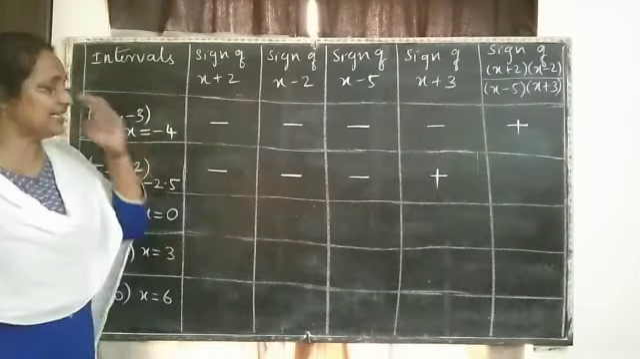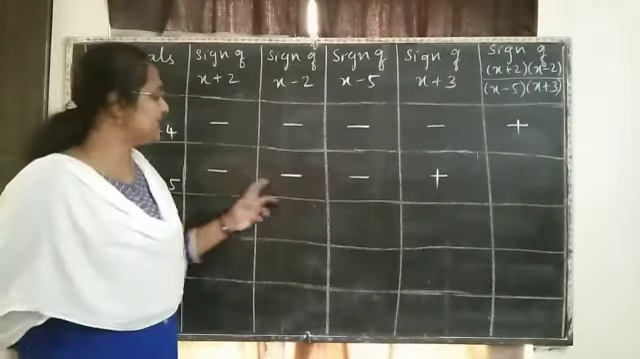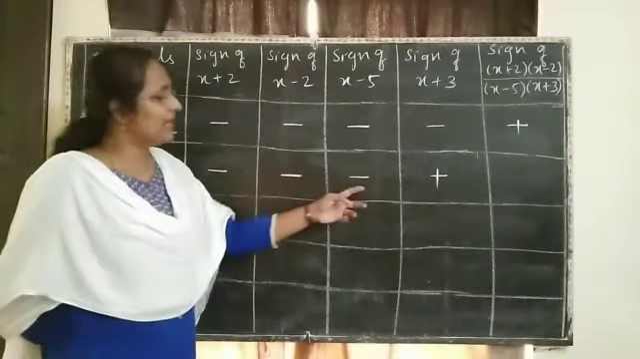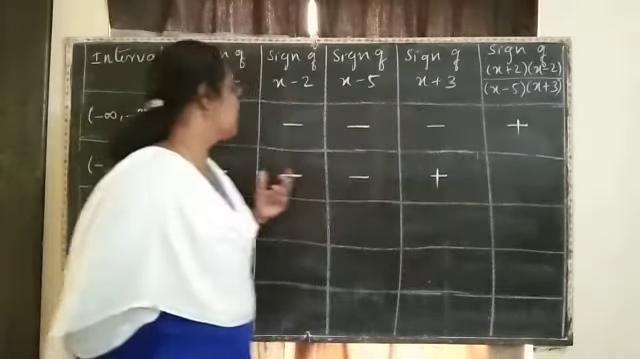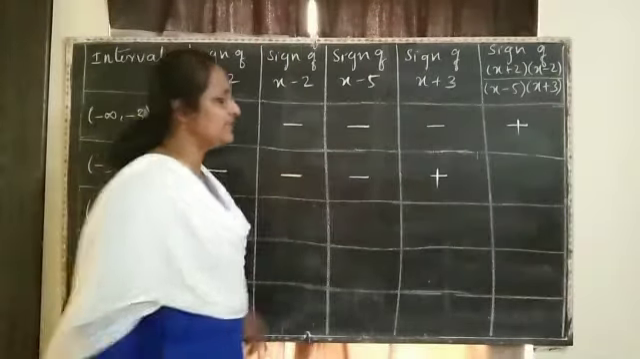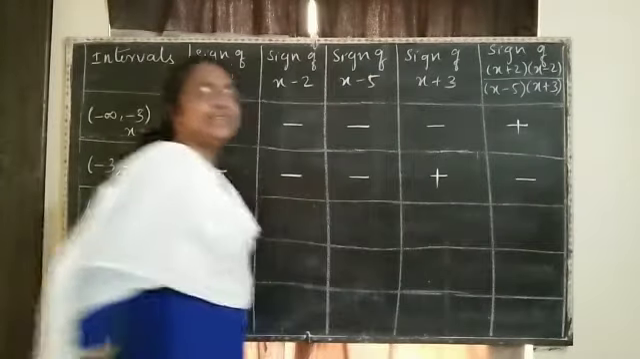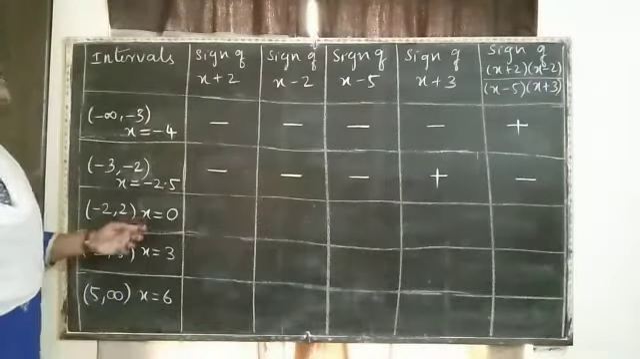Now look into the signs. In the numerator, minus into minus will become plus, whereas in the denominator, minus into plus will become minus. So plus divided by minus will give you the answer as minus. Yes or no? Okay. Now look into this.